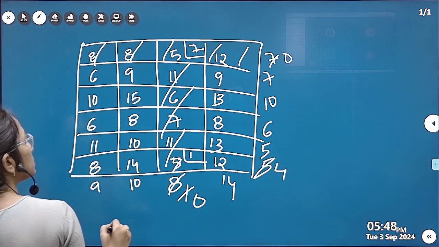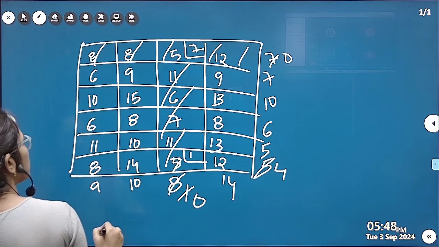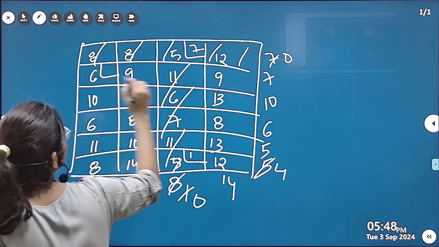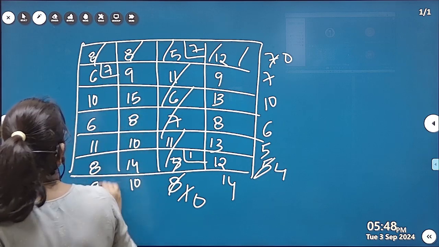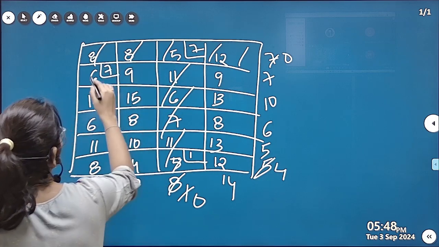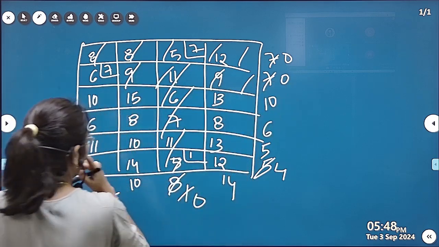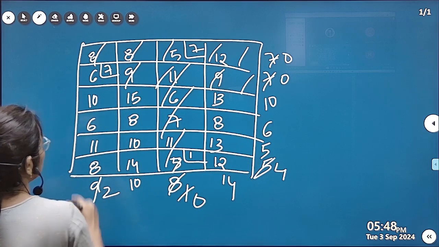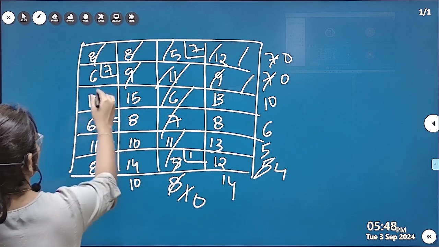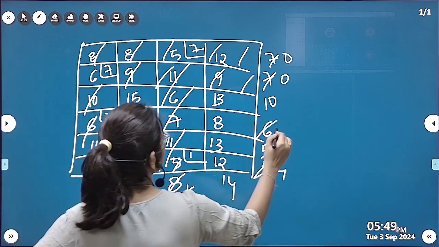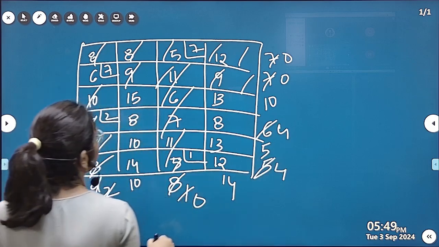So the next least cost is 6. 6, right? 6. So it will be 7, 2. So cancel this one. 0. Next least cost is again 6. So here 2. So it will be 0, cancel. So 6 minus 2 you will get 4.